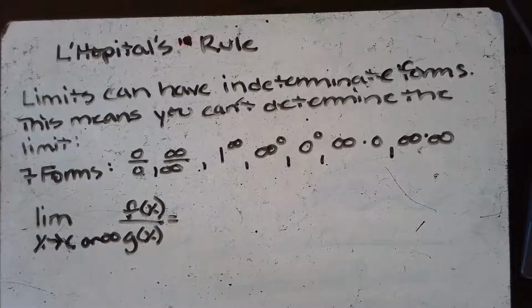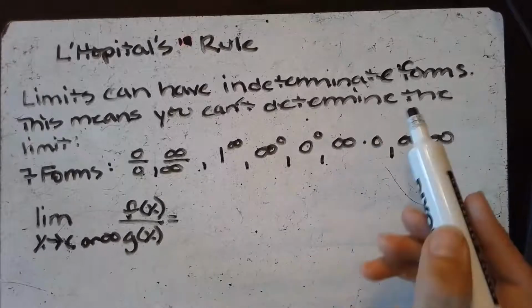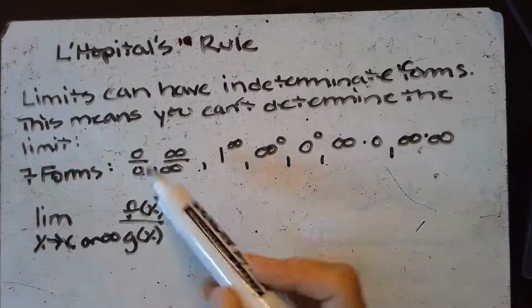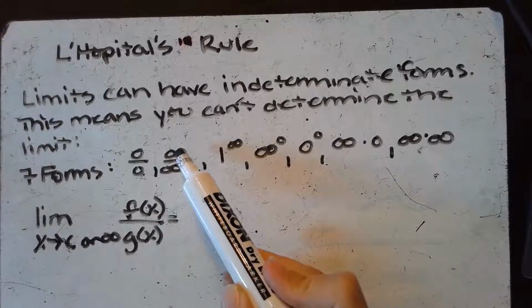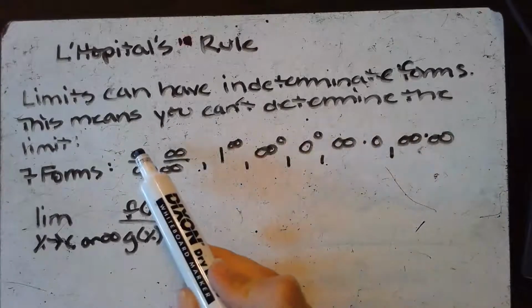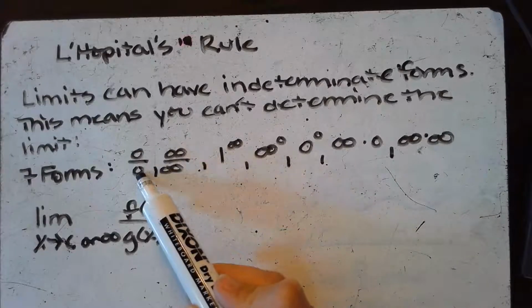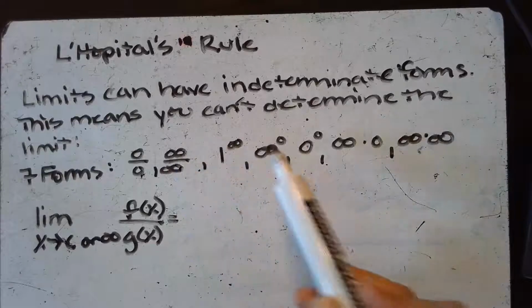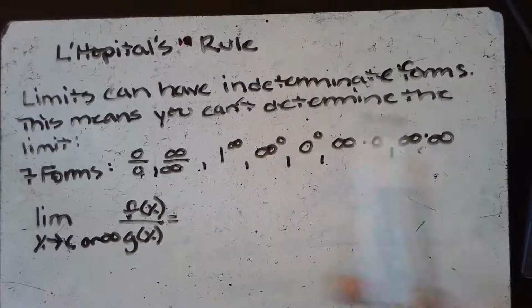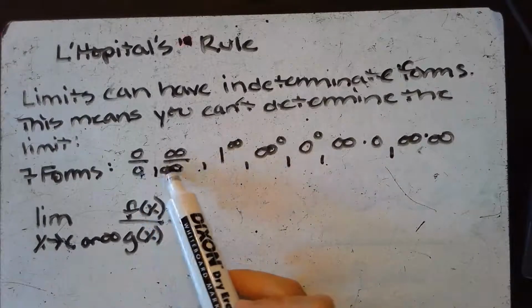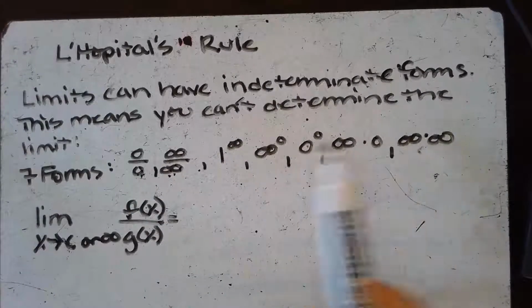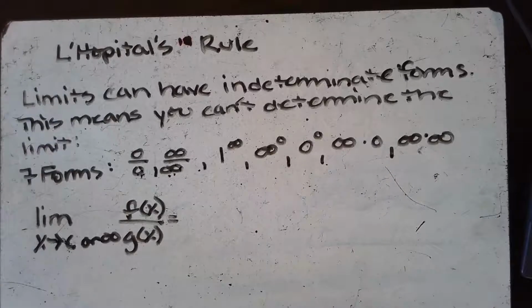Limits can have something called indeterminate forms. This means you can't determine the limit. These are the different forms, like 0 over 0 and infinity over infinity. That means the numerator goes to 0 and the denominator goes to 0, or the numerator goes to infinity and the denominator goes to infinity. Then these are some other forms. For AB, we only focus on these two forms. For BC, we focus a little bit on these, but it's not going to be as prevalent.